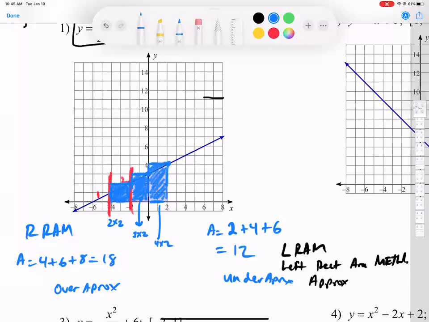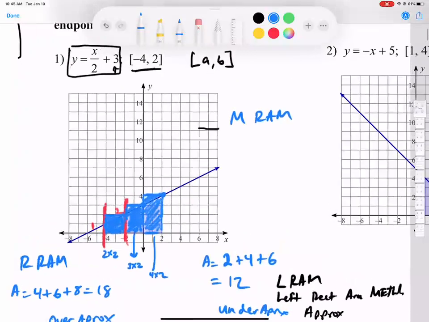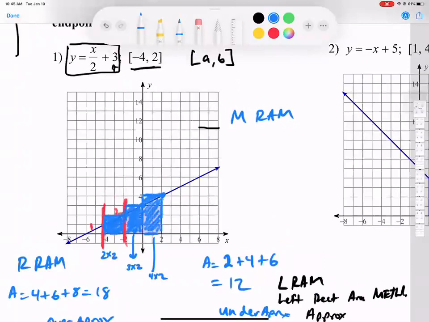Now, none of them were the best method. So if you can't use the right, you can't use the left, why not try the middle? And that's another one. We mentioned it as my midpoint Riemann sum. Okay, so this one's going to be a little harder, but the values aren't terribly hard here. But let's go ahead and take a look here.